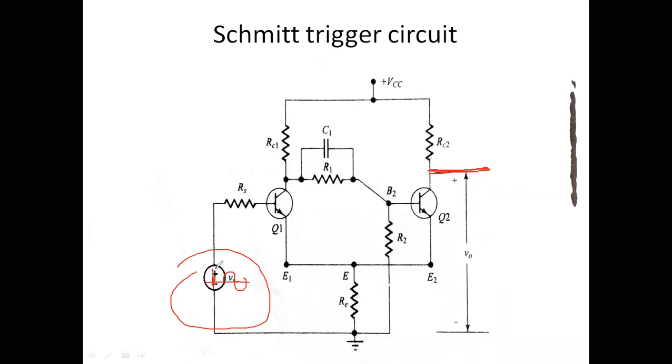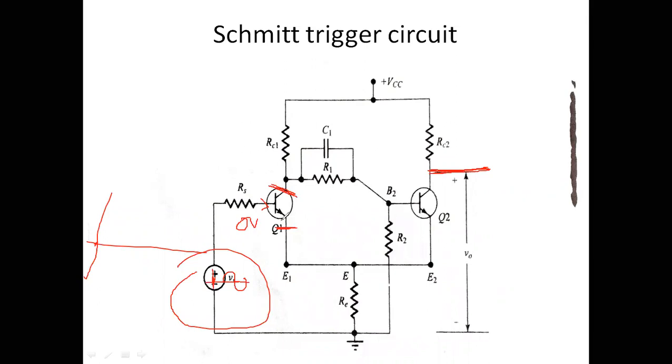Generally, if we have an AC waveform, it may start from 0. Therefore, initially, at t equals 0 seconds, the voltage at this point will be 0. The voltage being 0 means there is no current flowing to the base of the transistor. Therefore, this Q1 is in the off state initially. That means this is an open circuit.